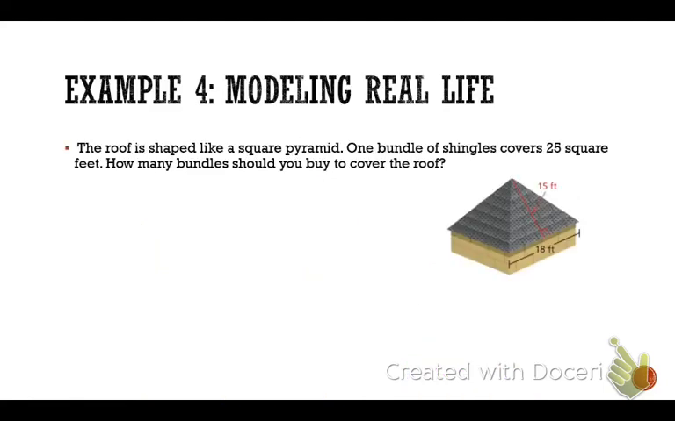Okay. Modeling real life. The roof is shaped like a square pyramid. One bundle of shingles covers 25 square feet. How many bundles should you buy to cover the roof? So you have to decide what formula needs to be used to do this calculation. Well, first of all, what shape is it? It's a square pyramid, okay? Do you need to use surface area formula or volume formula?